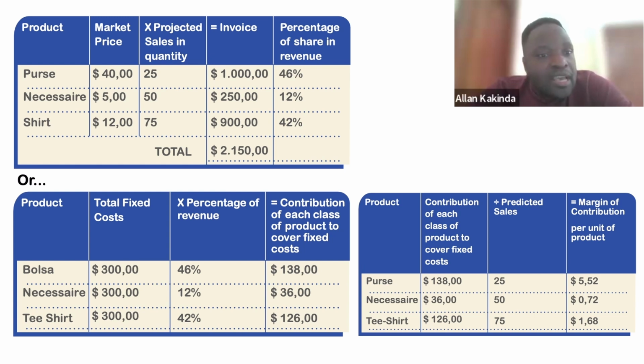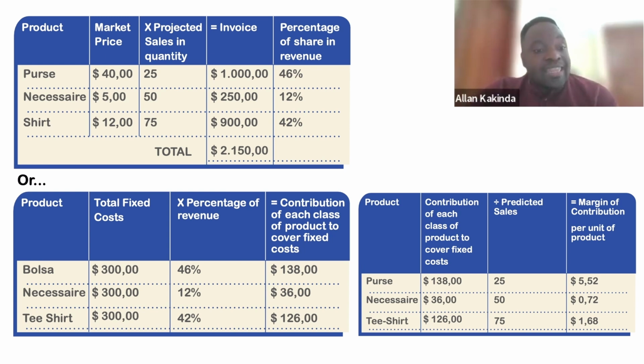$2,150. And so we divide each of these by the total. We get 1,000 divided by 2,150 times 100, we get 46%. 250 divided by 2,150, we get 12%. 900 divided by 2,150, we get 42%. So then we will go ahead now and use these percentages to find out the contribution to the fixed costs. So we will go ahead and find out the contribution now of each product, each class of product to the fixed costs.